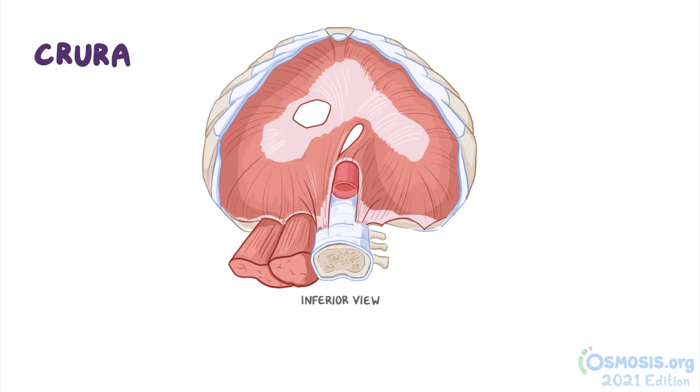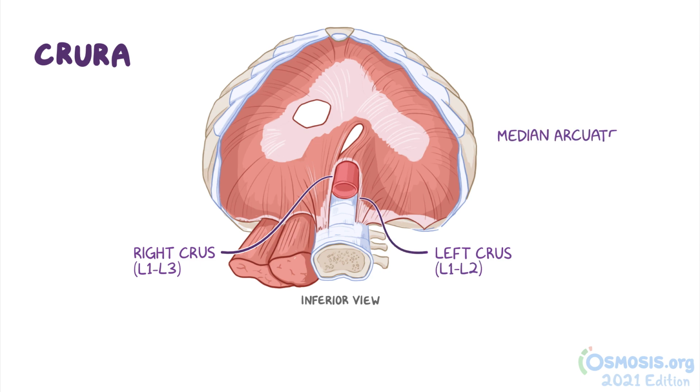Next are the crura, which are musculotendinous bands that attach to the anterior portion of the vertebral bodies. The right crus is larger and longer, and it typically arises from the L1 to L3 vertebrae, while the shorter left crus typically arises from the L1 to L2 vertebrae. Lastly, the fibrous median arcuate ligament is formed where the right and left crura join in the midline approximately at the level of the T12 vertebra.